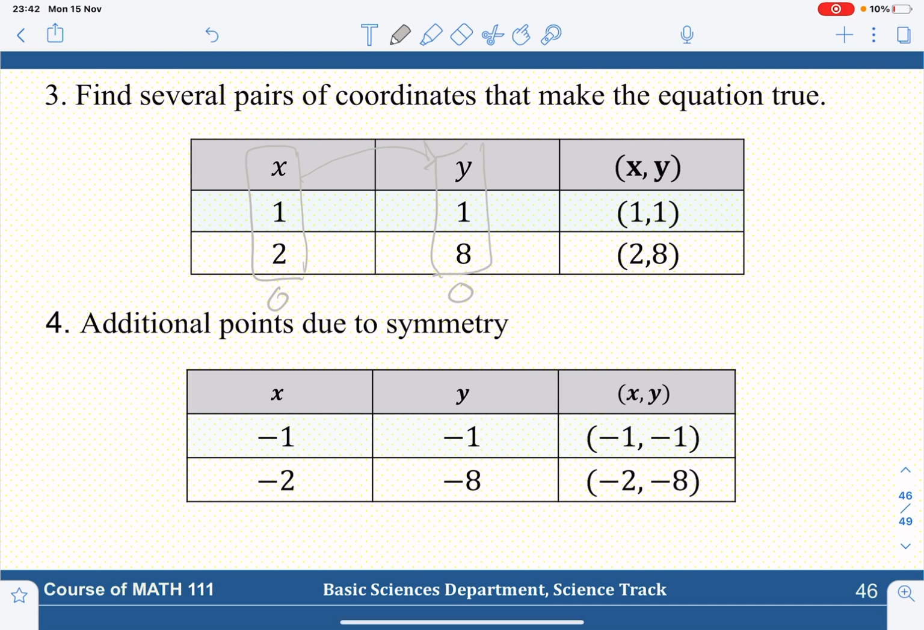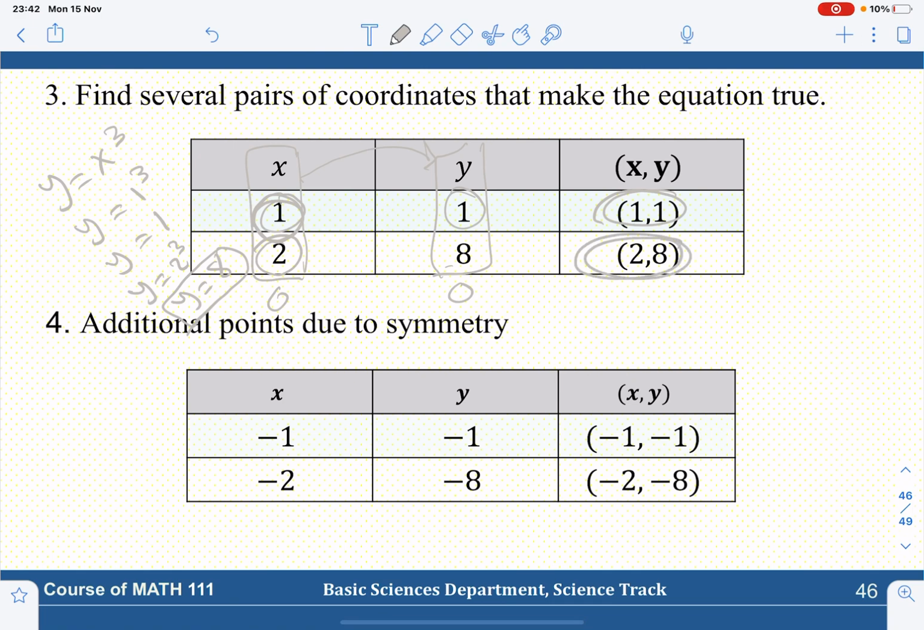So let's see, for example, when x equals 1, y equals x to the power 3, so y equals 1 to the power 3, so y equals 1. So when x equals 1, y equals 1, so the point is 1 and 1. Okay, what about x equals 2? y equals 2 to the power 3, so y equals 8. So 2 and 8 is the other point.